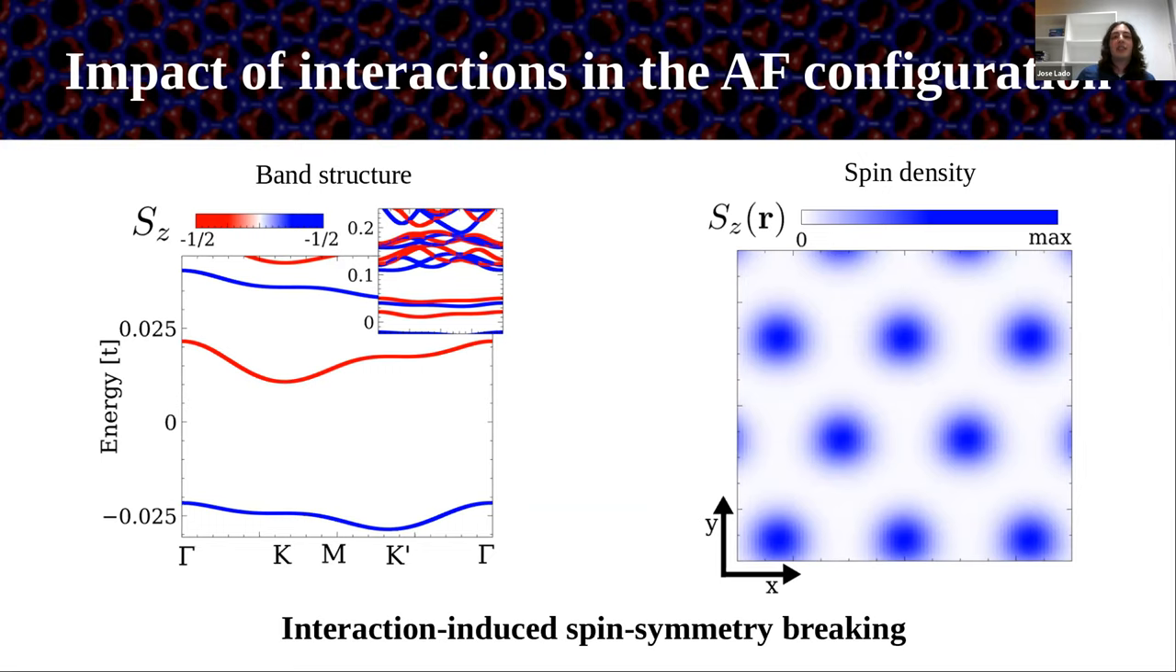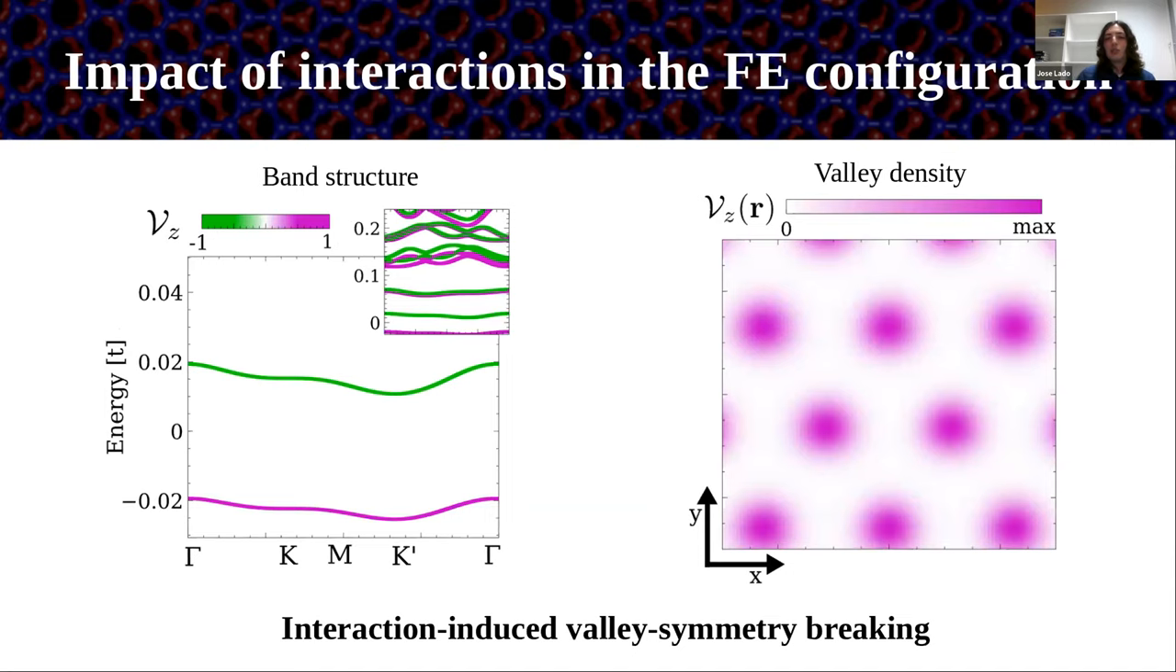But perhaps a more interesting case is the case of the ferromagnetic encapsulation. In the ferromagnetic encapsulation, we can actually play the same game. We add interactions, we solve it at the mean field level, and we also see that we get an interaction-induced spin splitting of our band structure. But now, if we look in real space at the expectation values that are induced by interactions, what we see is that a finite valley density develops. So we have a spontaneous valley symmetry breaking induced by interactions in this twisted dichalcogenide.